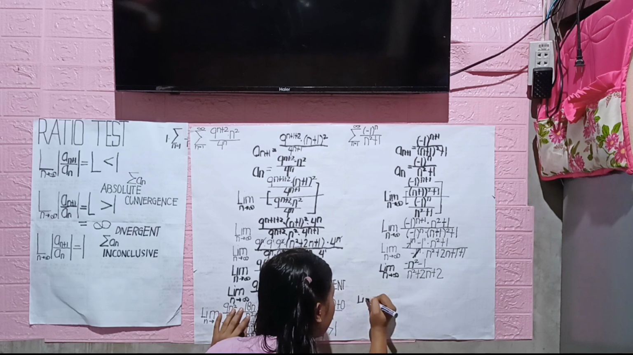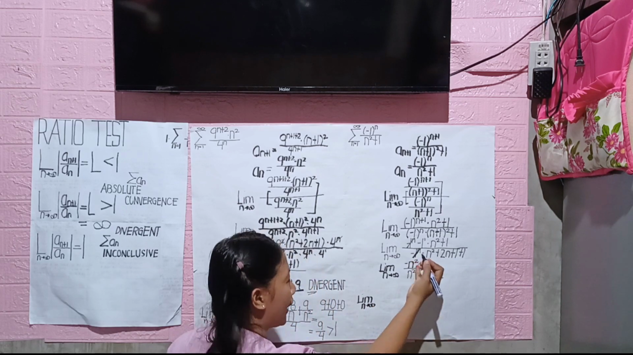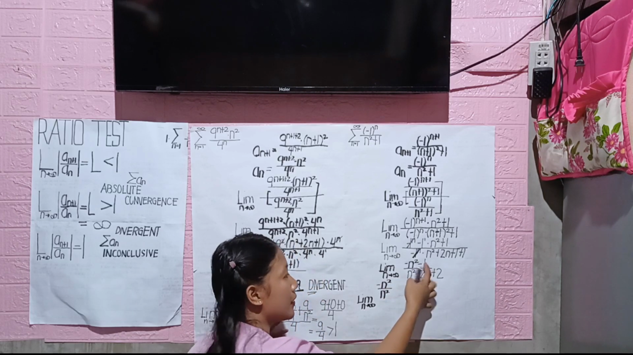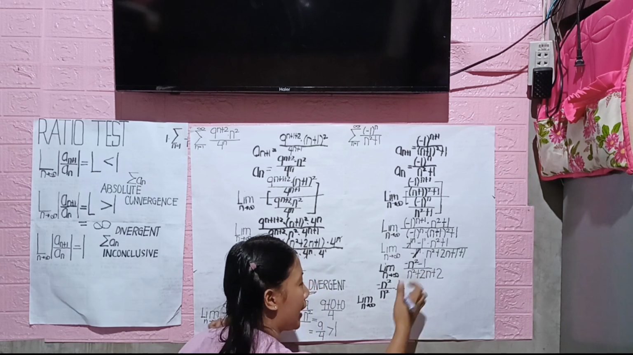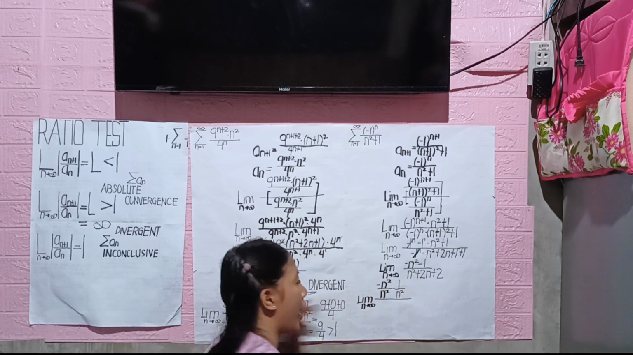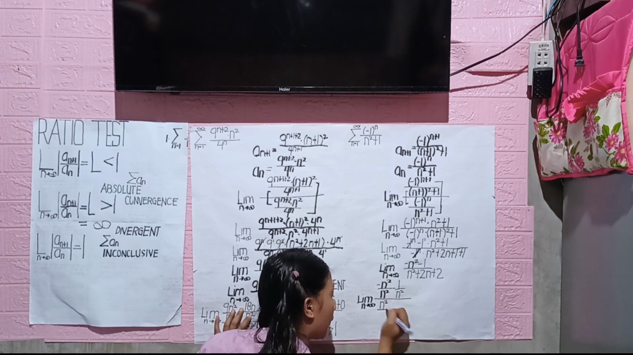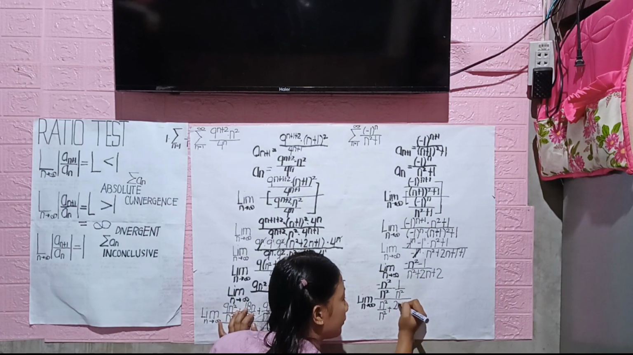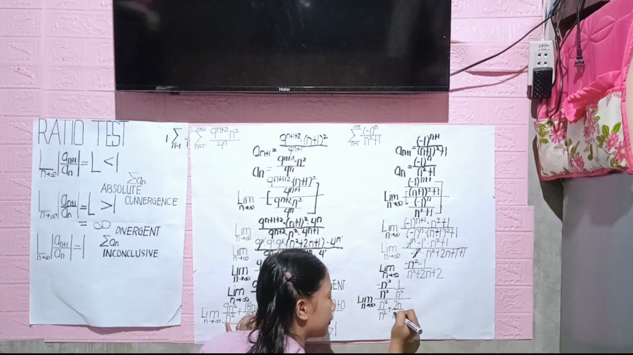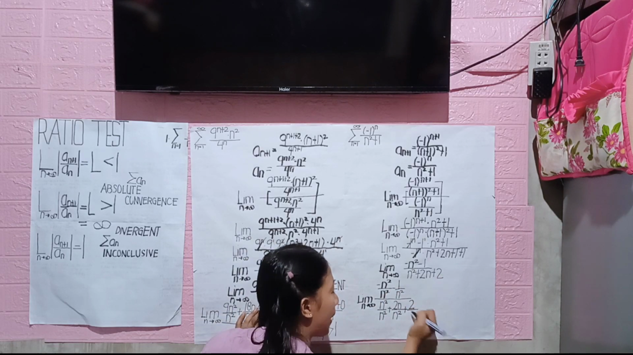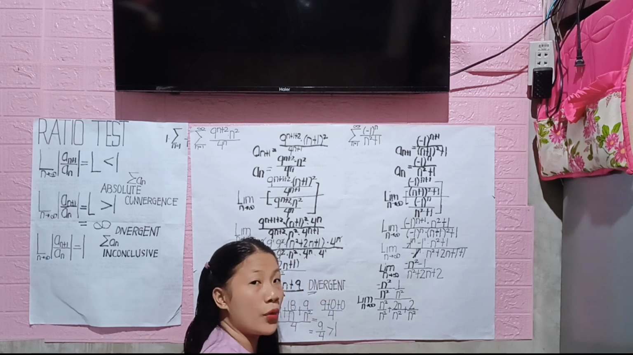So, limit of n goes to infinity. So, negative n squared divided by n squared minus negative 1 divided by n squared, over, so n squared divided by n squared plus 2n over n squared plus 2 divided by n squared. So now we are going to solve this.